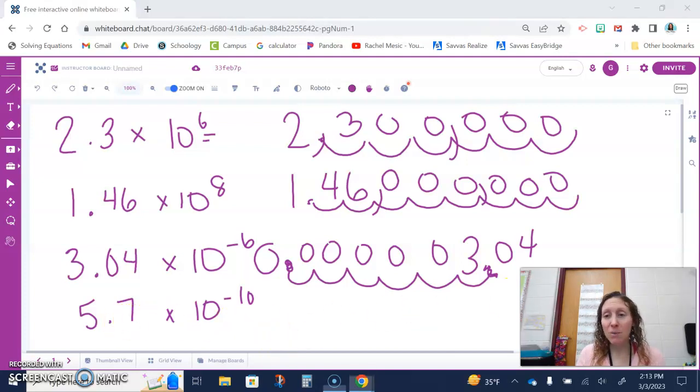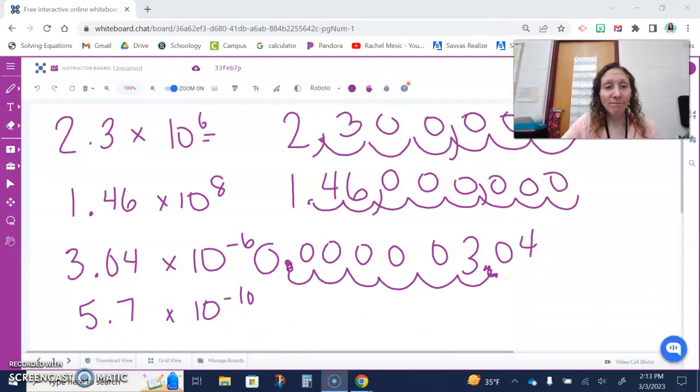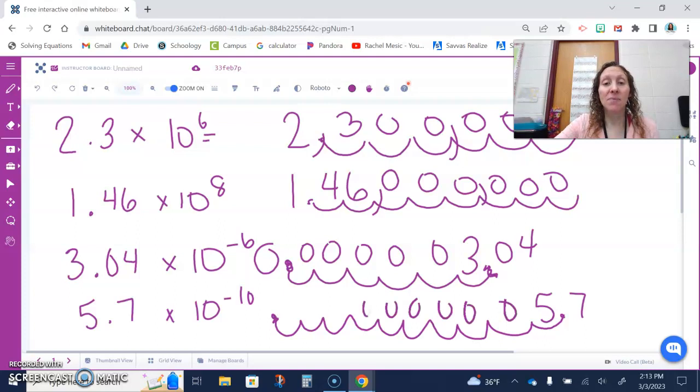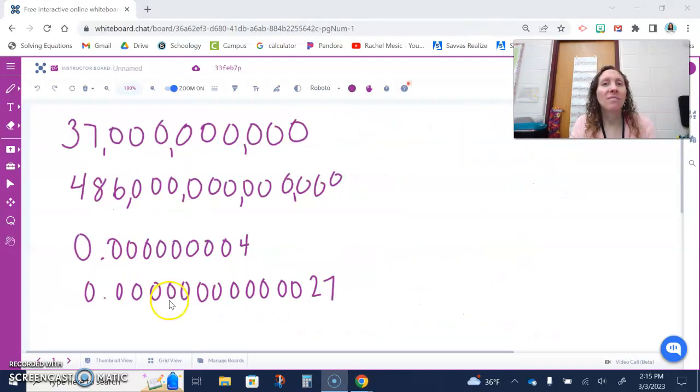All right, so for this next one, if we have 5 and 7/10, and we're timesing it by 10 to the power of negative 10, we're going to move the decimal to the left 10 times. 1, 2, 3, 4, 5, 6, 7, 8, 9, 10. So we're going to make all of these zeros. And then to be polite, we'll put a 0 in front of that decimal because 0 is the same as nothing.